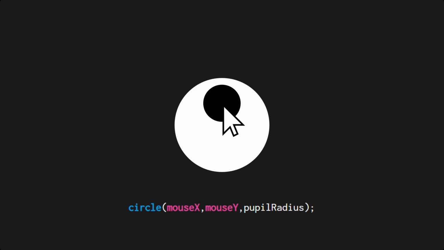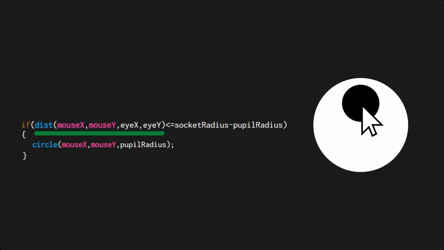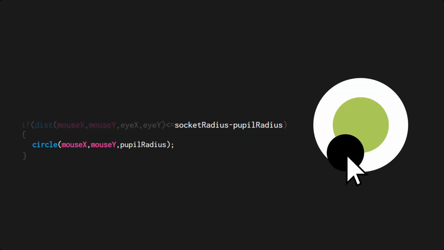To check if this can happen, we do the following. We measure the distance from the mouse cursor to the center of the eye, then check if that distance is smaller or equal to the radius of the socket minus the radius of the pupil. This needs to be done to avoid your pupil spilling out of the socket. Now, when we hover over the eye in the correct area, the pupil can follow.